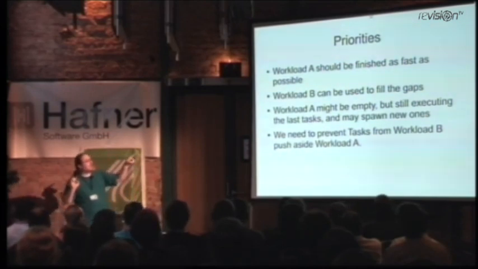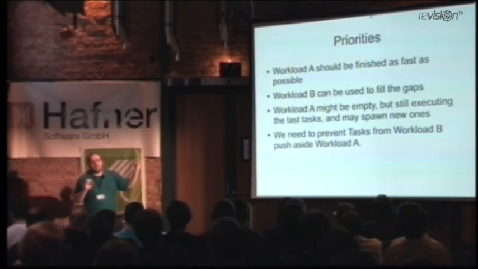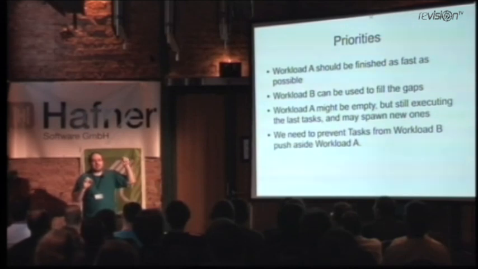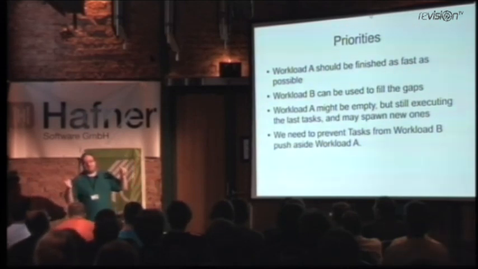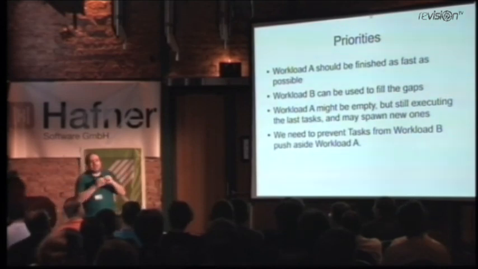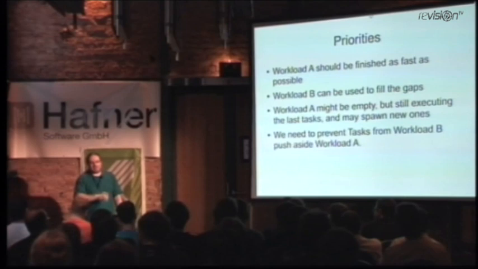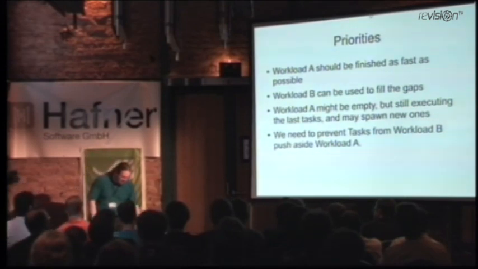So even if workload A is seemingly almost empty, and only one task is working on one thread, all the other threads are still working on workload B. Even then, when workload A tasks come again, they must push aside the workload B tasks. We need to prevent the tasks from workload B from pushing aside workload A. That's the problem here.